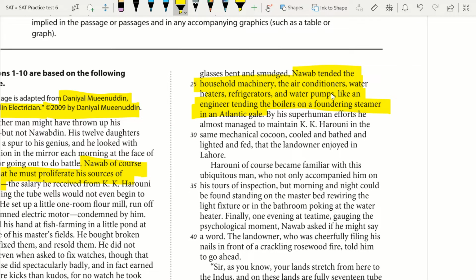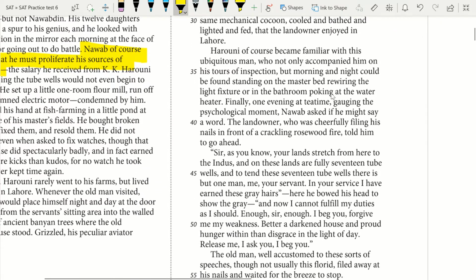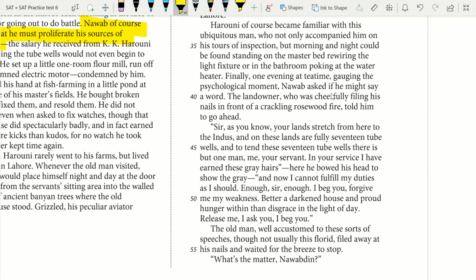By his superhuman efforts, he almost managed to maintain K.K. Harouni in the same mechanical cocoon, cooled and bathed, lighted and fed, that the landowner enjoyed in Lahore. Harouni, of course, became familiar with this ubiquitous man, who not only accompanied him on his tours of inspection, but morning and night could be found standing on the master's bed, warily wiring the light fixture, or in the bathroom poking at the water heater.